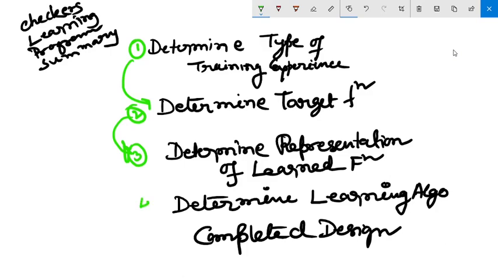The fourth step is determining the learning algorithm. It may be linear programming or gradient descent. And the fifth one is that after doing all these steps, step 1 to step 4, the checkers learning program will be completed and the design will be completed. So there are totally five steps that summarize the checkers learning program.